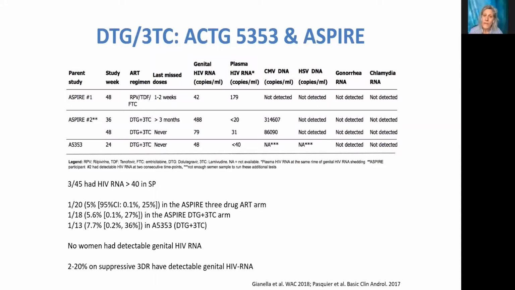The sub-studies of these larger clinical trials looked at viral load in the genital tract and showed that very few people had a detectable viral load in seminal plasma. This is for men. Women enrolled in the study all had an undetectable viral load in the genital tract. The people who had a detectable viral load in the seminal plasma had viral loads below 500 copies.